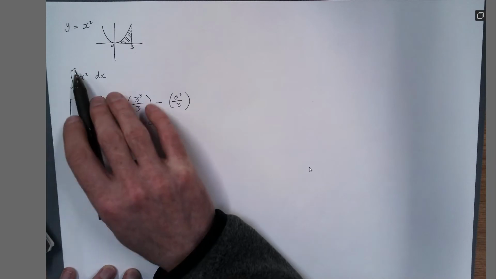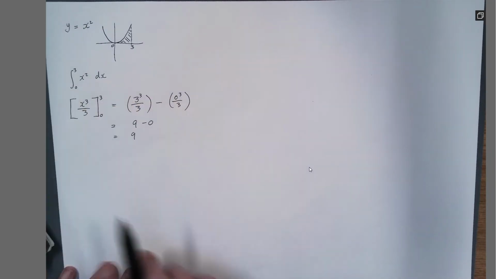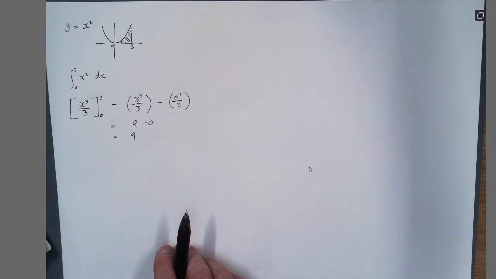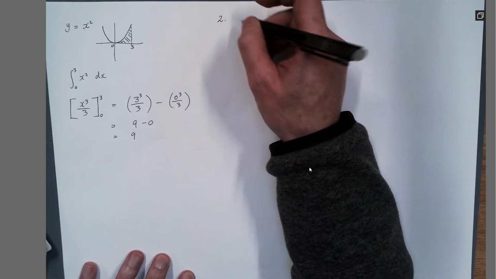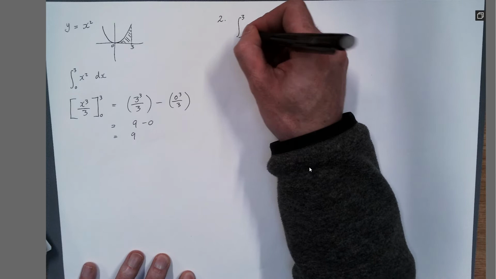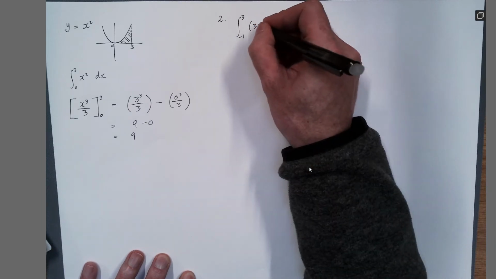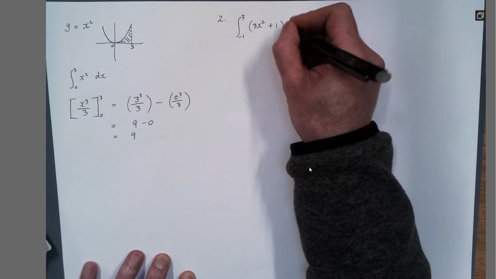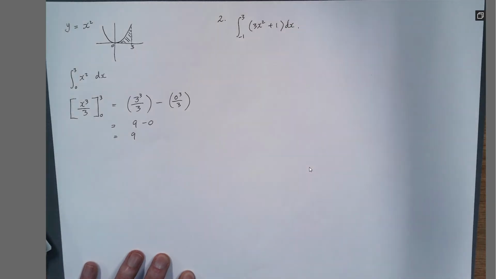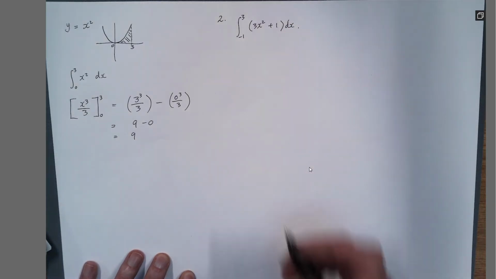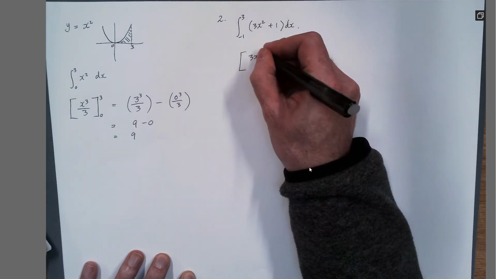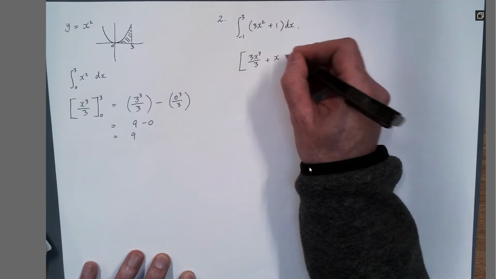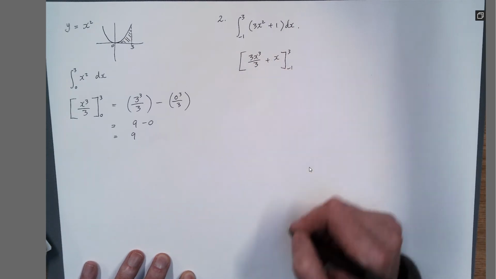Okay, I can show that you can integrate from 0 to 3. So let's try the next one, which is in exercise 35.2. We want the integral from 0 to 3 of x squared plus x dx. Now in the square brackets, x cubed over 3 plus x squared over 2, from 0 to 3.